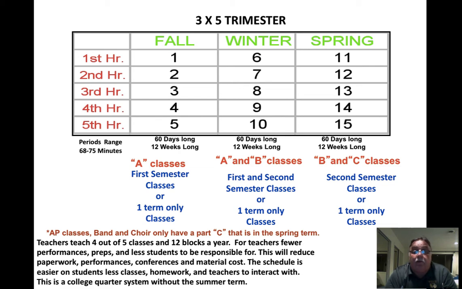Teachers teach 4 of the 5 classes each term, so over the course of the year they'll teach 12 blocks, just as they would in a 7-period day where they teach 6 out of 7. The terms are 60 days long. The A refers to the first semester of a class, the B refers to the second semester of a class. So most of the A's are taught in the fall, and most of the B's are taught in the spring. The winter is about 1/3 of your A sections, 1/3 of your B, and 1/3 elective.